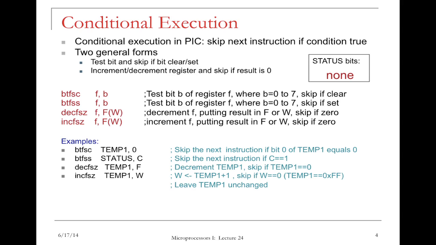This number, the value is from 0 to 7 because we only have 8 bits. And the index of these bits in register F is from 0 to 7. So this is to test bit B of register F, where the value of B is from 0 to 7, and we're going to skip the next instruction if that bit is clear. Clear really means if the bit is 0. Okay, you following me? All right.